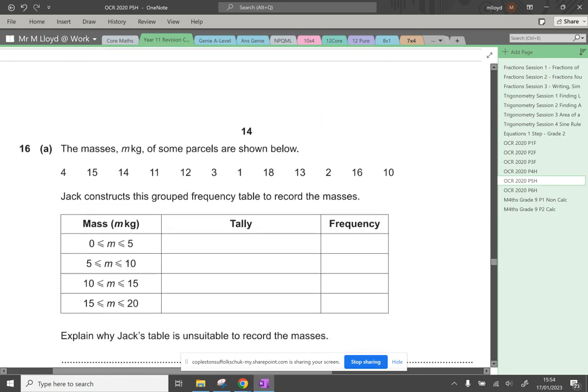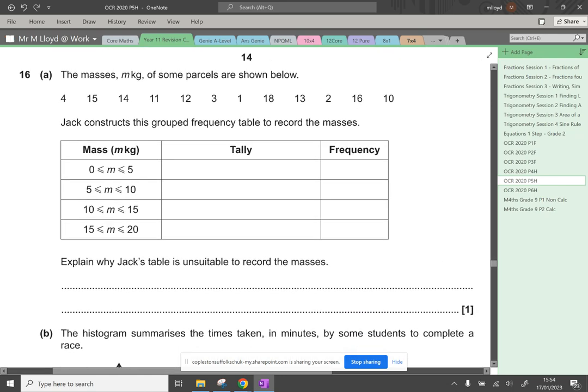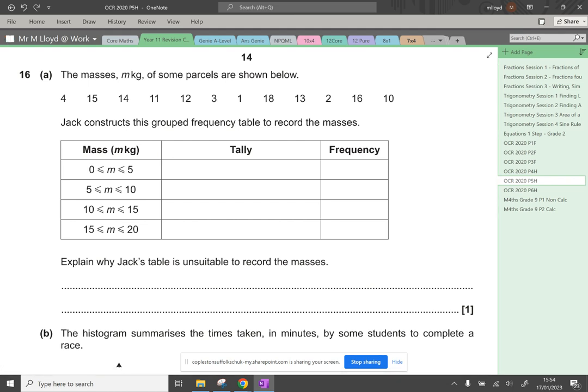Very important. Right, 16A, the masses, m kilograms of some parcels are shown below. Jack constructs this group frequency table to record the masses. Explain why Jack's table is unsuitable to record the masses. So there's overlapping boxes. I hope I've not spelled that wrong. So we don't know where we're going to put the 5 or the 10 because they overlap.